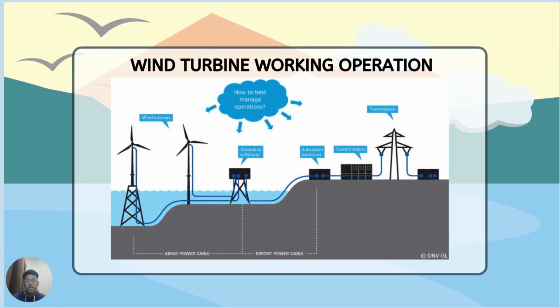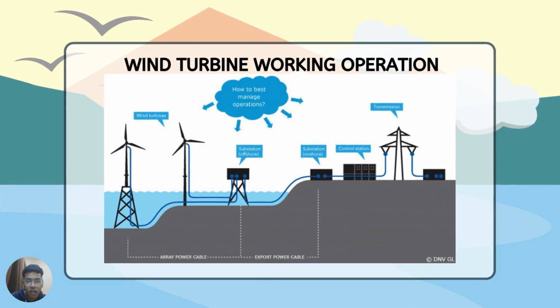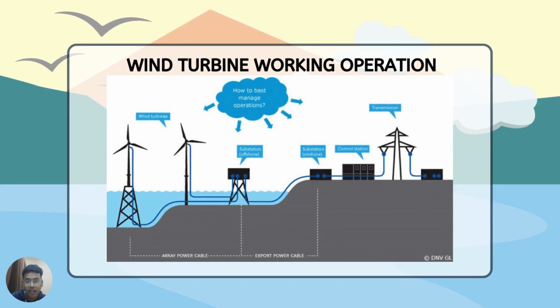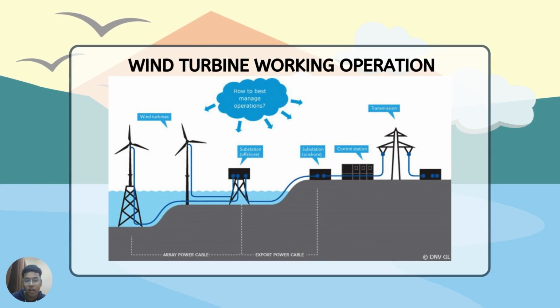For the wind turbine working operation, first the wind turbine will generate energy. Then the energy that has been turned from the wind into electrical energy will go to the substation at the offshore, and then it will go to the substation in the onshore, and then it will connect to the control station, then will be distributed by transmission, and then it will be distributed to the load, or home, or any other applications.